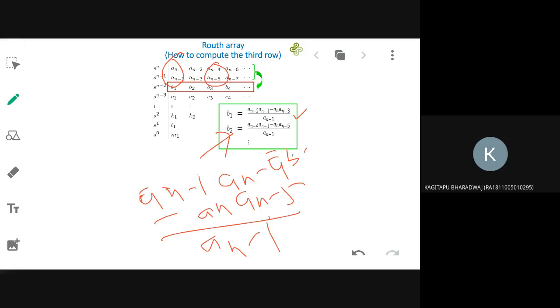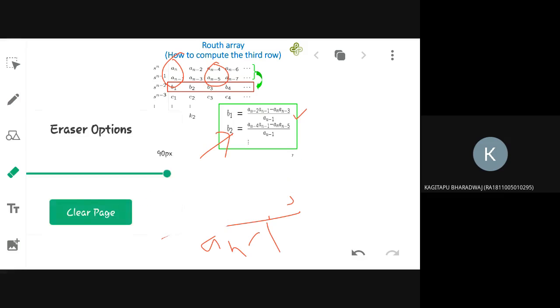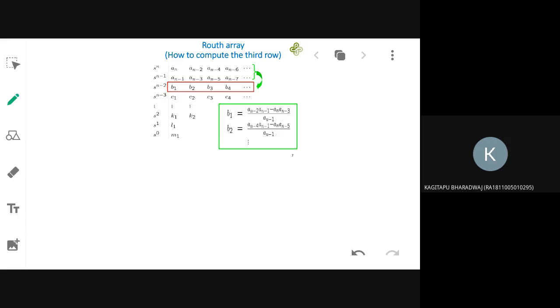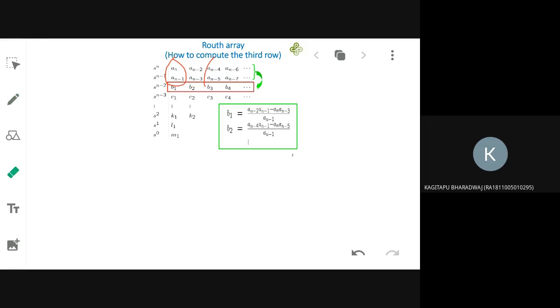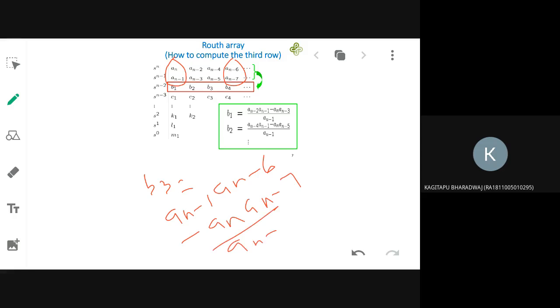Similarly, if I want B3, you have to tell me the formula. Now we will be considering what two rows? These two you have to take for determining B3. So what will be the answer? B3 will be equivalent to an minus 1 into an minus 6 minus an into an minus 7, divided by an minus 1. Understood? So this is how you have to proceed filling up the third row elements.